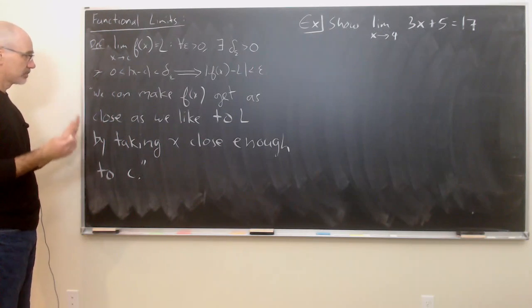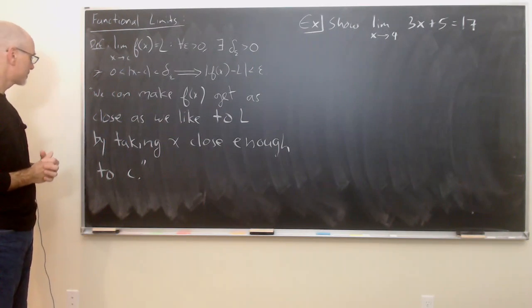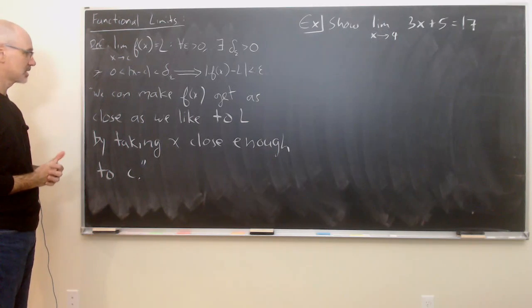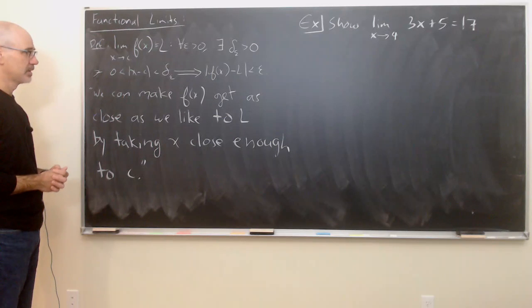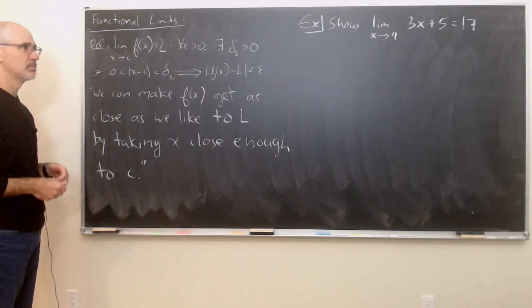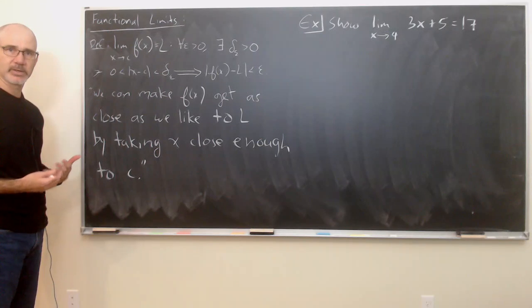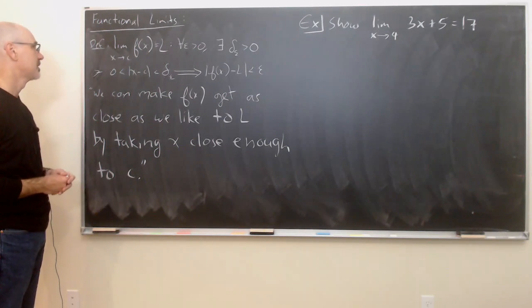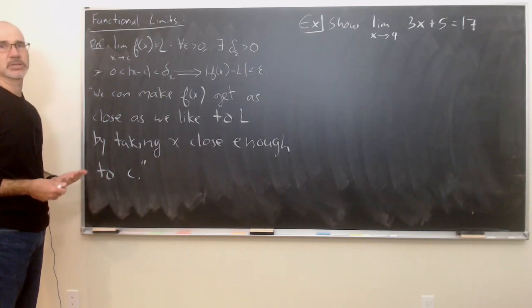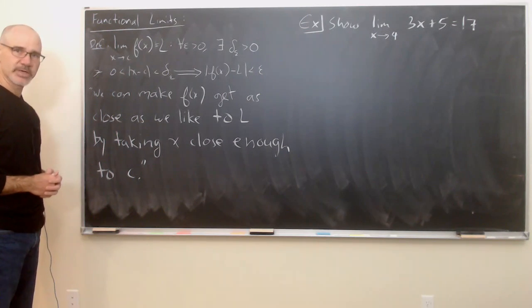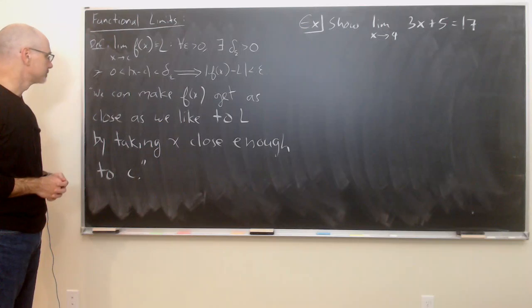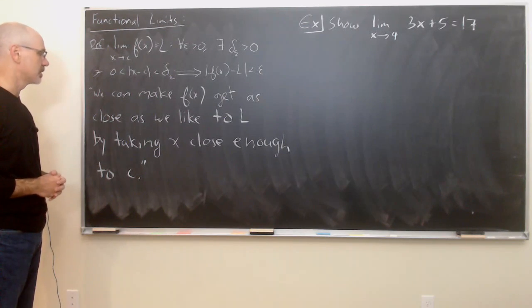So a kind of English version of this is that we can make f of x get as close as we like to L by taking x close enough to c. Now that's a little bit more precise than what you might have remembered from calculus 1, where we might say something like f of x gets close to L as x gets close to c. Right? So that's not nearly precise enough to make any progress with theorems and so on.